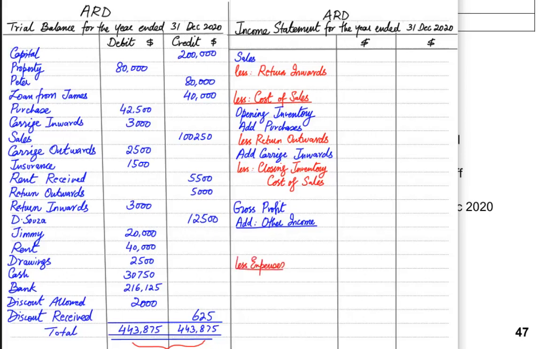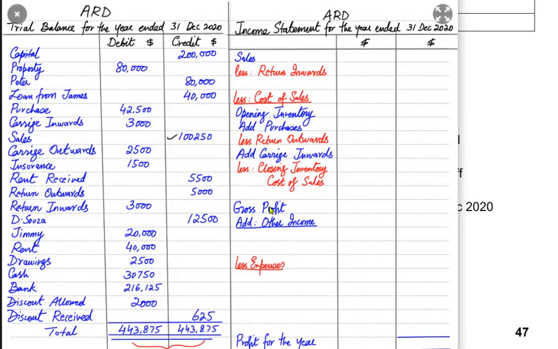Now after other income, we will be charging all of the expenses. Expenses are necessary to run the business, to operate the business, and finally we are left with the final figure known as profit for the year. Profit for the year. In the previous terminology, it was known as net profit, but the current terminology used by the CAIE examiner is profit for the year.